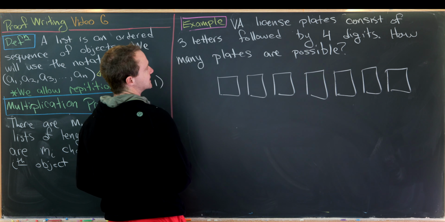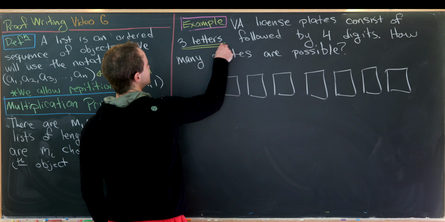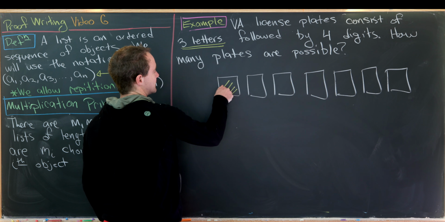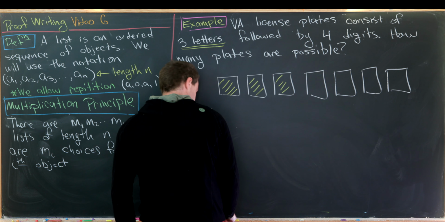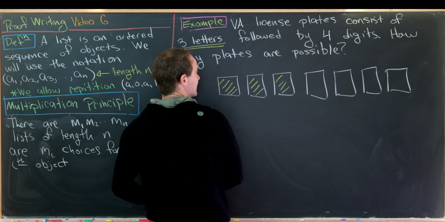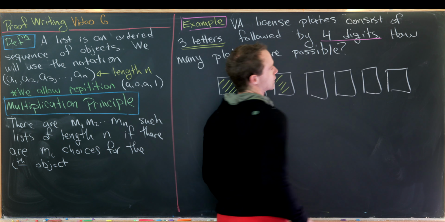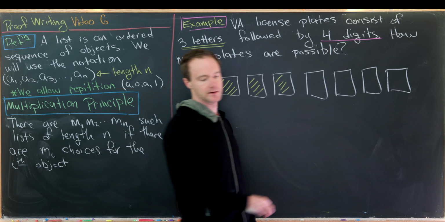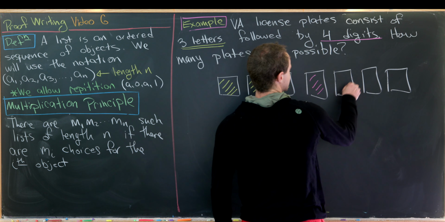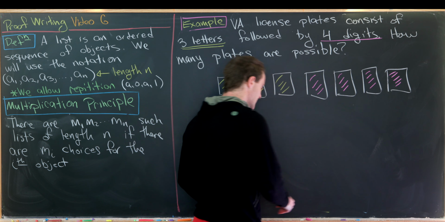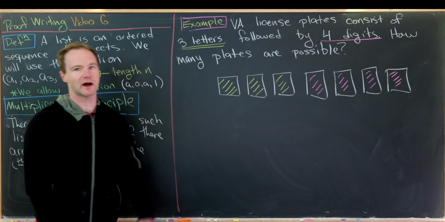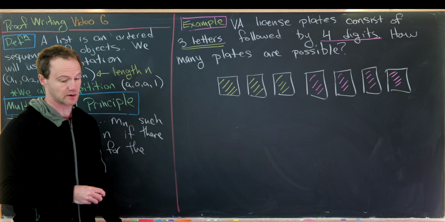And let's color code this again. So the first 3 are letters. So that would be this one, and this one. Whereas the remaining 4 are digits, or numbers between 0 and 9. So that would be like this box, this box, this box, and this box. And notice there's no rule here about repetition, so we don't have to think too hard about that.